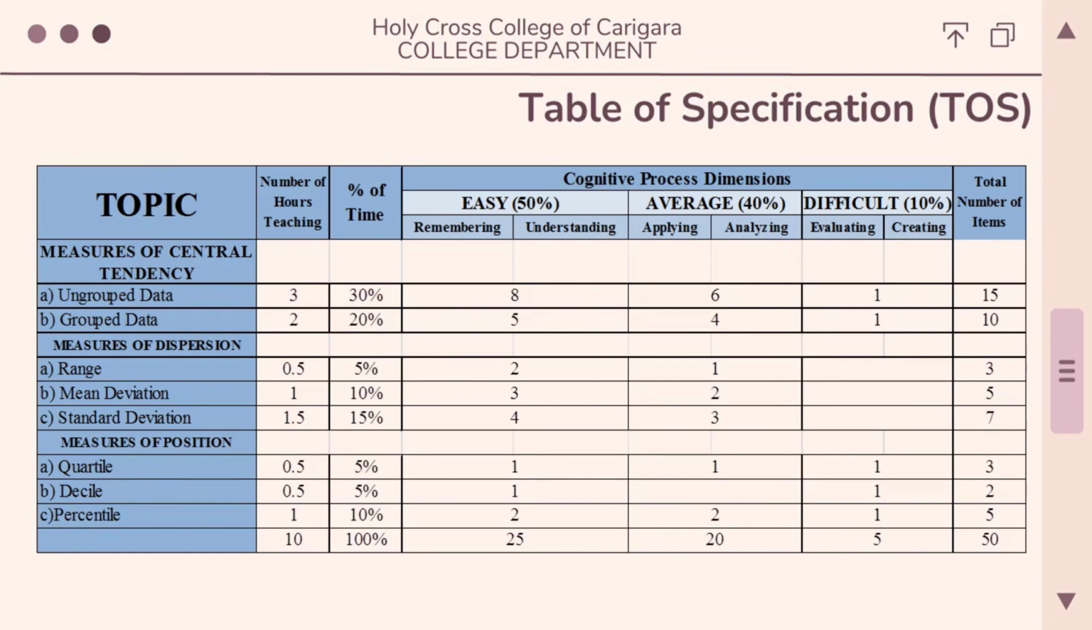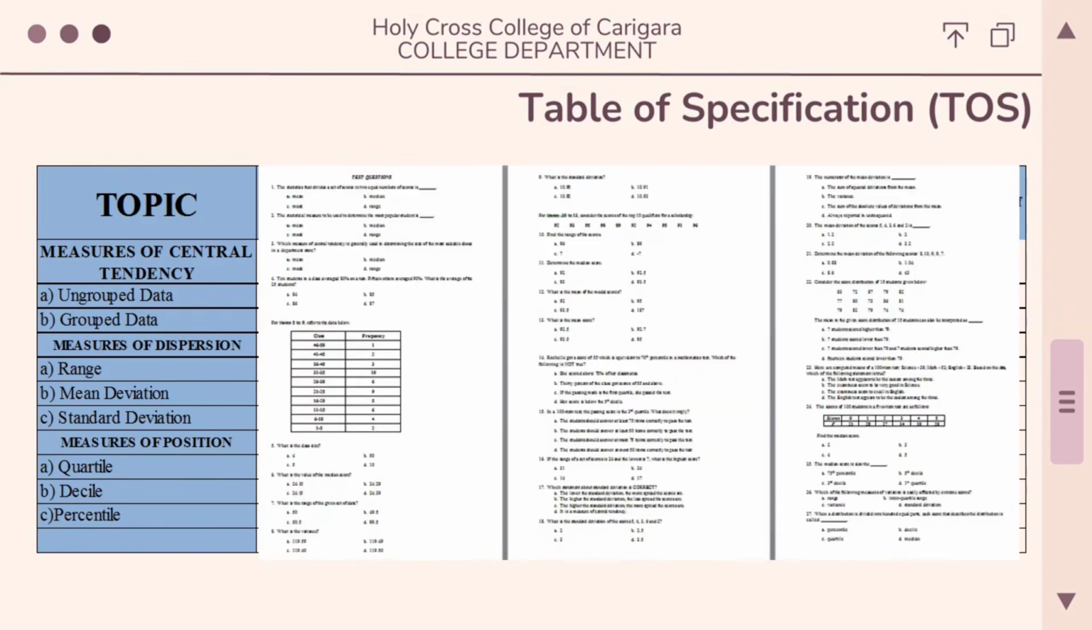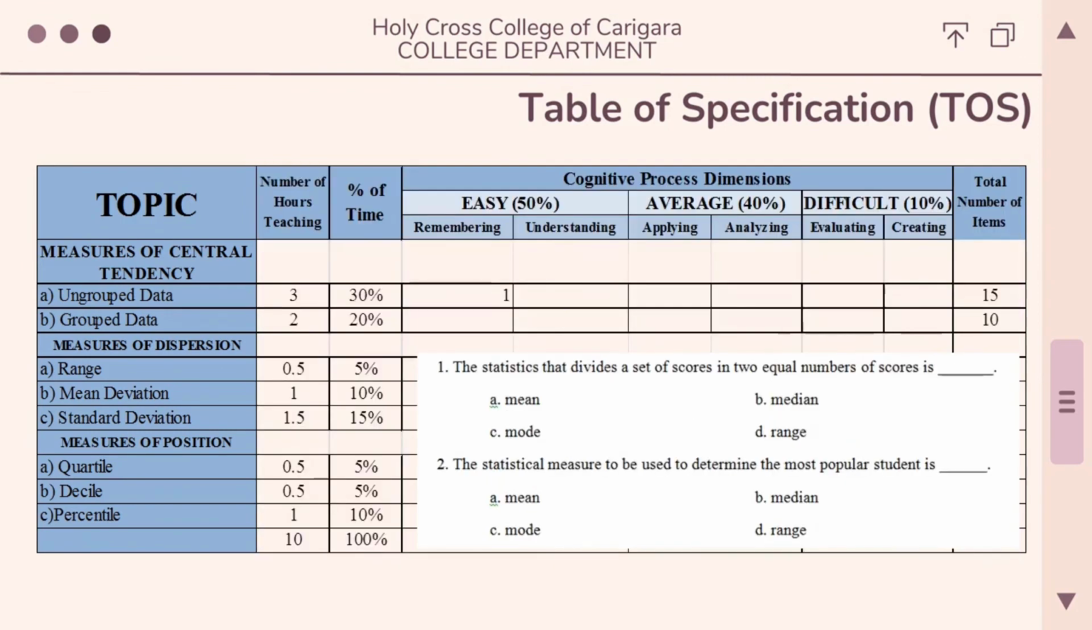After that, we have to identify the item number and its placement. Example, this is your test question. For number 1 question, it is a remembering under the first topic, so you'll put 1 here. For number 2, it is understanding under the first topic, so you'll put 2 here, and so on and so forth. After the item placement, this is how your table of specification would look like.